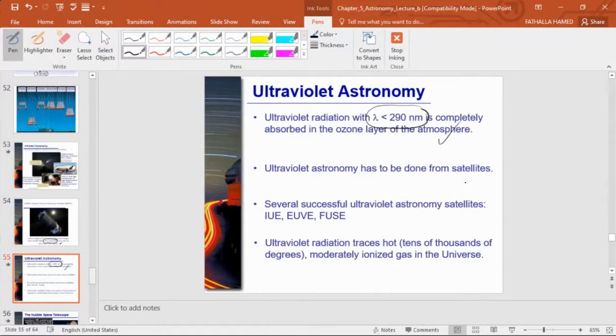If we want to do that, it has to be done from a satellite, and there are several successful ultraviolet astronomy satellites: IUE, EUVE, and FUSE. These are all used to detect ultraviolet. Usually, when we detect ultraviolet radiation, the source should have temperatures in the tens of thousands of degrees, which we call moderately ionized gas in the universe.